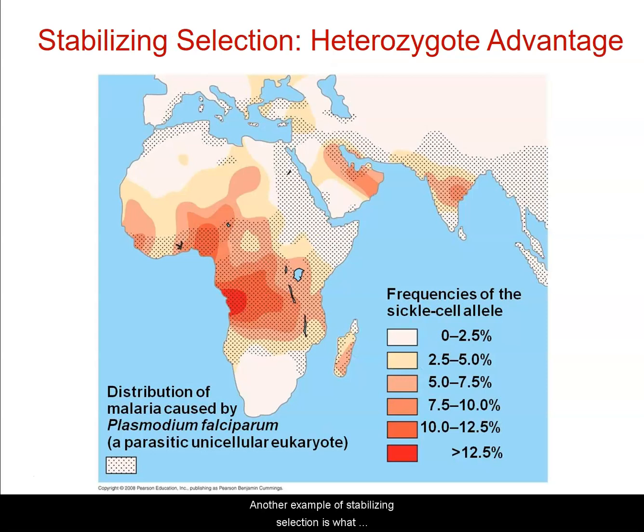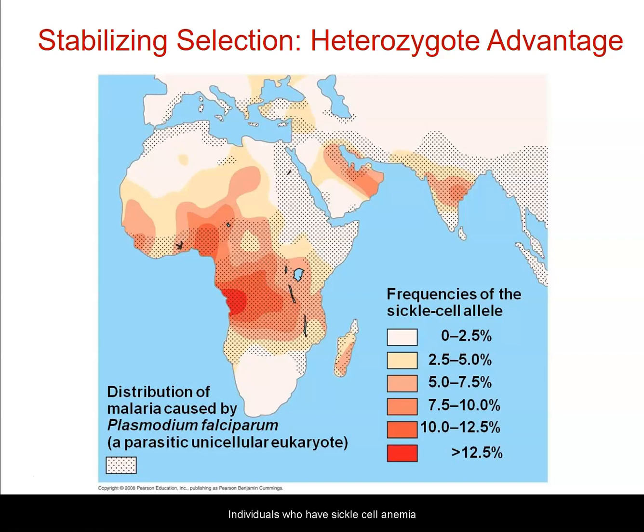Another example of stabilizing selection is what we call heterozygote advantage. And we've talked about this in prior units where we talked about sickle cell anemia. If we look at individuals with sickle cell anemia, which is of course a disease of the red blood cells, sickle cell anemia seems to overlap in areas where malaria is common. And this is because stabilizing selection is at work.